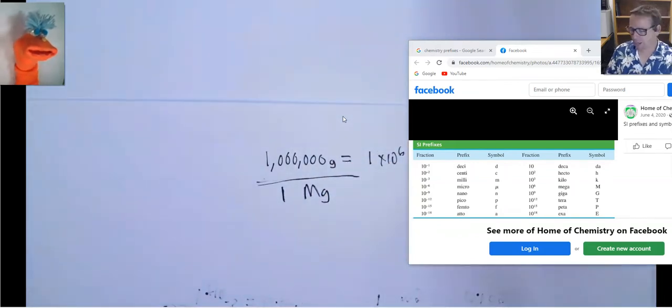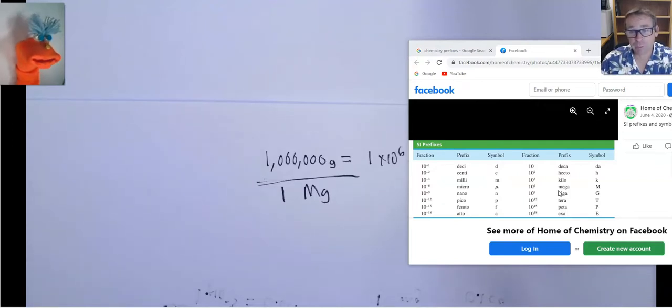Now, we don't use mega very much. We don't use giga. We don't use tera. That's these other ones up here, right? We use kilo a lot, but we don't use anything really that's much bigger than that in chemistry. All my life, you never really see that. Maybe in physics a little bit. But you do hear it and use it all the time.